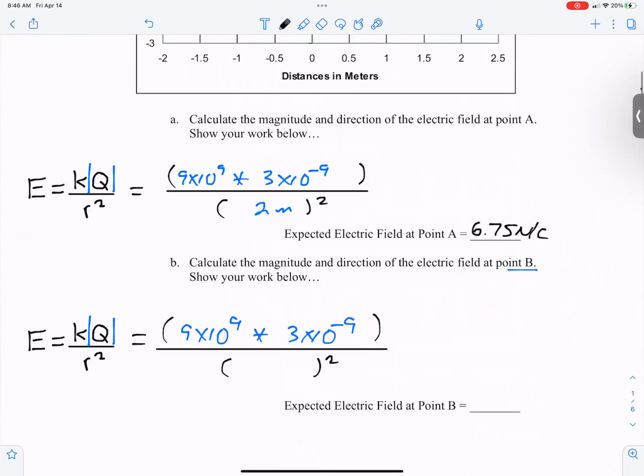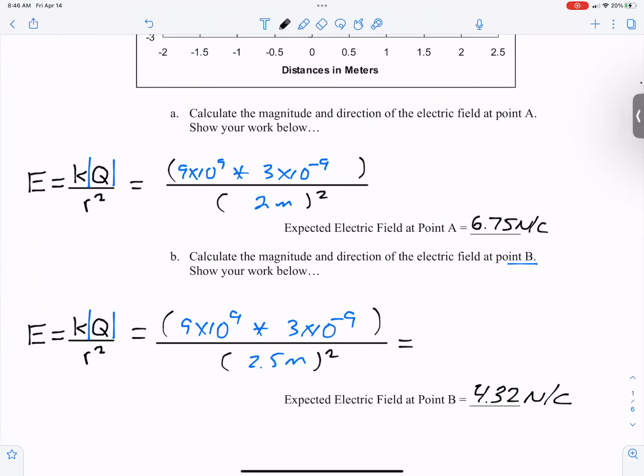Okay, so finish filling this out, and we have about, so what, 2.5? Okay, and we get a calculated or expected electric field at point B at about 4.32 newtons per coulomb.